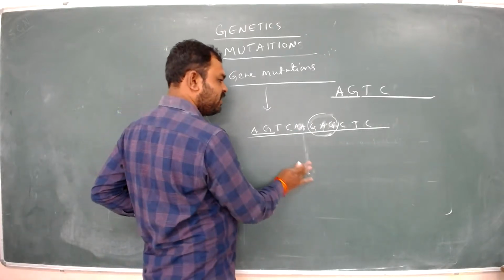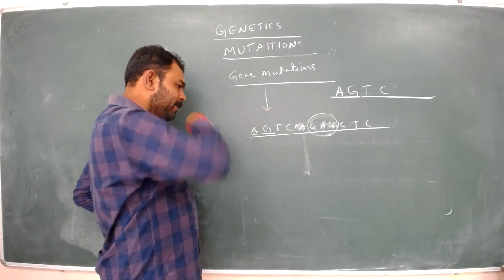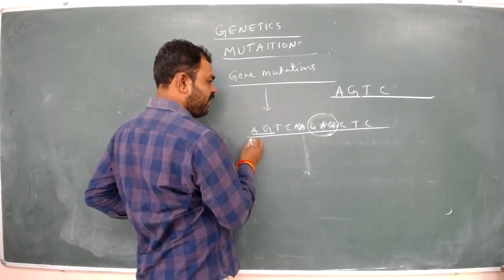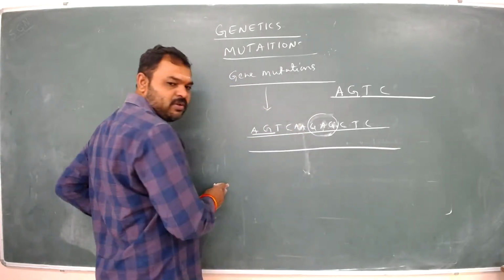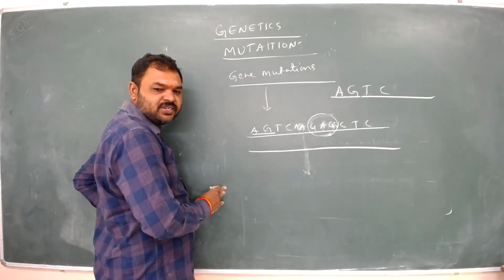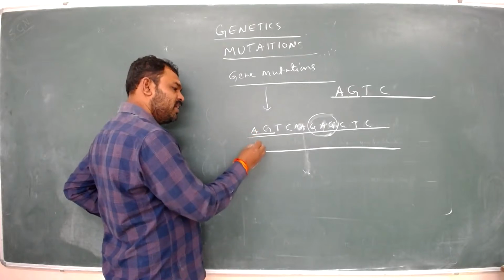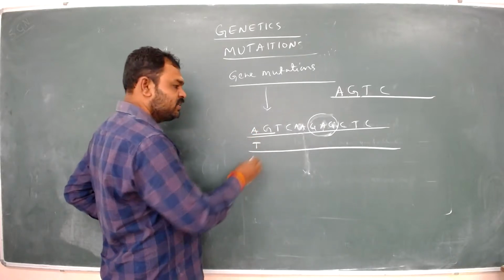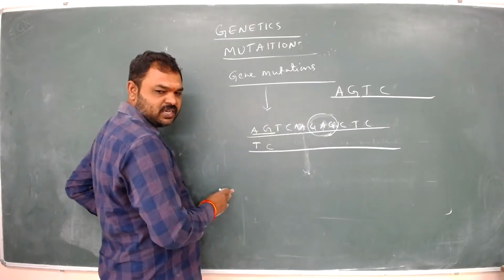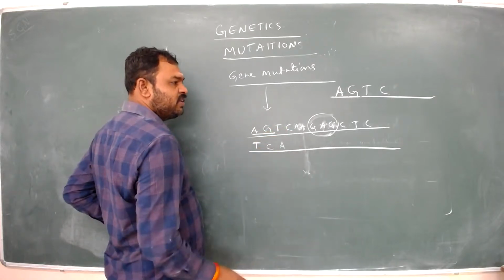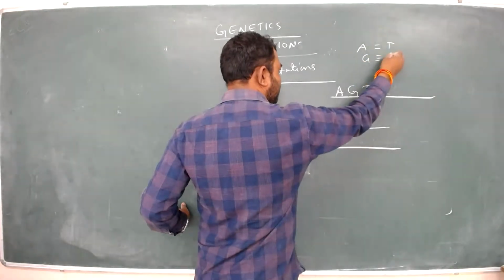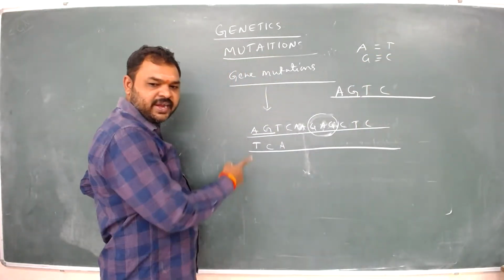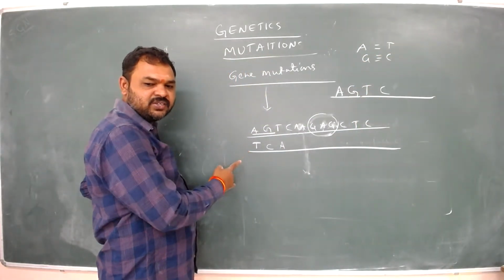Suppose you take a strand. What is the strand here? This is 5' to 3', 3' to 5'. It is a DNA strand. What are the complementary nucleotides in this DNA? Suppose A is there, complementary to T. G is there, complementary to C. T is there, A. What is the pairing? A is complementary to T. G is complementary to C. One strand is there. What is the strand you can see here?